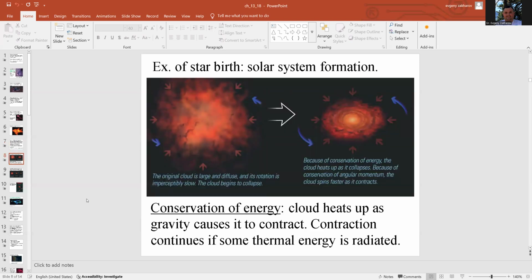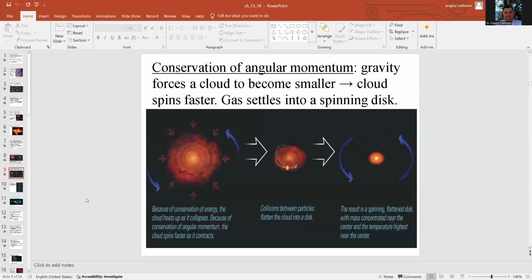Yeah, this is the slide from chapter 6 again. We have conservation of energy and conservation of momentum working together to see how the cloud is transformed into a disk. So for angular momentum, remember it's the mass, the rate of spin, and the way the mass is distributed. So considering all three components, you end up with a spinning flattened disk. It gets really hot in the center of the disk, and that's where the star is born.